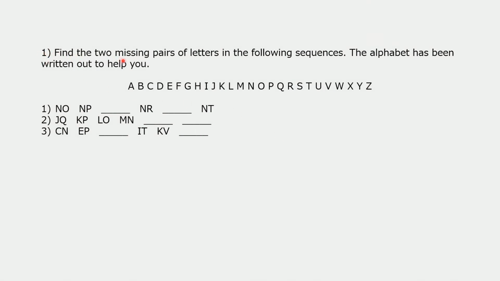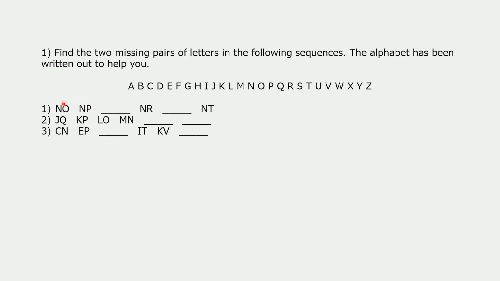Question 1. Find the two missing pairs of letters in the following sequences. The alphabet has been written out to help you. That's the alphabet. In part 1 of question 1, we need to find out all the similarities between the letters given and find out what the space is.